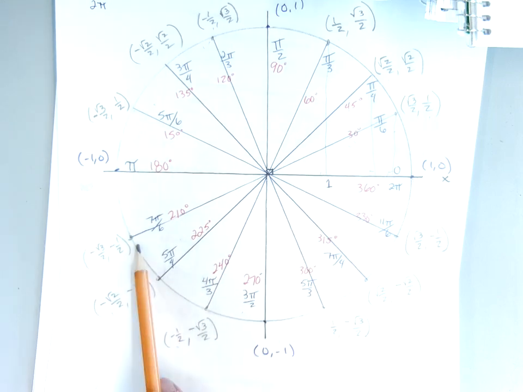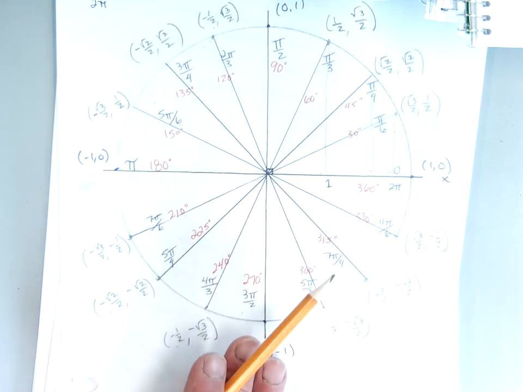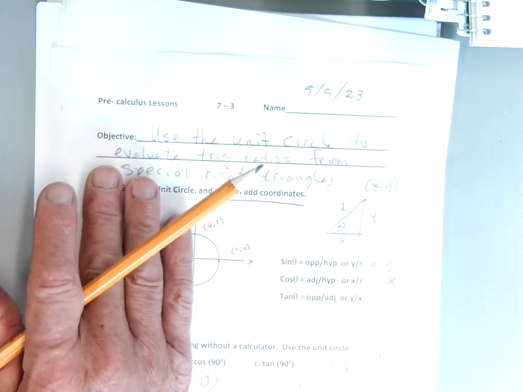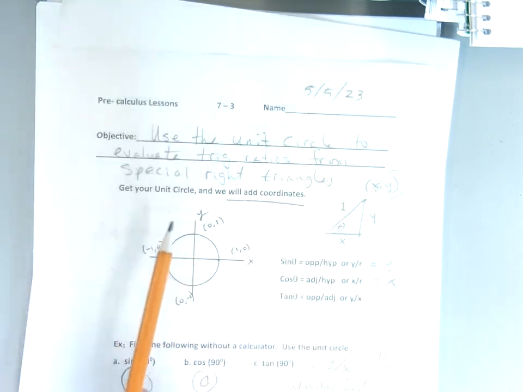Now, how does that help us? Well, let me go to our notes. We've learned some things about sine and cosine. We know that if the circle has triangles in it, then we can use right triangle trig. So we're going to use the unit circle to evaluate trig ratios from special right triangles. Now here's what we know.